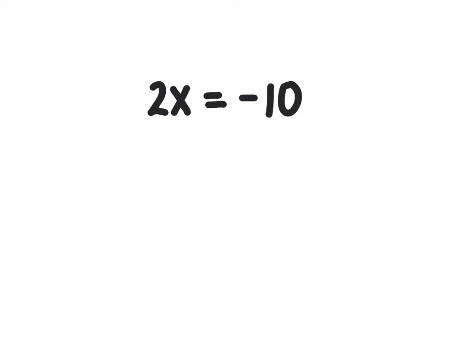So in this case, x is being multiplied by 2. We will do the inverse or the opposite operation, which means we're going to divide both sides by 2. When we divide both sides by 2, the left-hand side is 2x divided by 2, which is just going to give us x. On the right-hand side, we have negative 10 divided by 2, which is going to give us negative 5. So for this equation, x would be equal to negative 5.